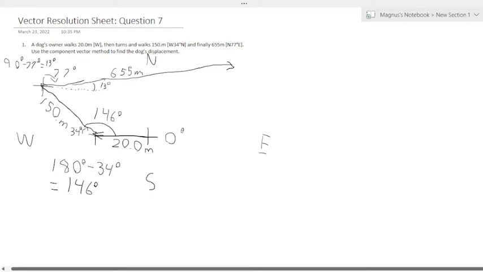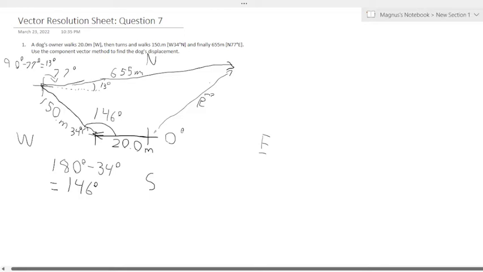Now we know that the final displacement is going to be equal to the resultant. All the resultant is where you started versus where you ended up. So this line will be your resultant. But we want to find out what this distance is. To do so, we will use the component vector method.